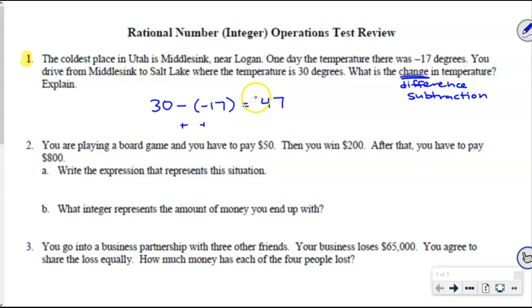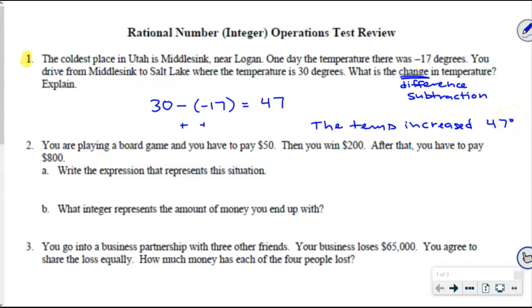And this positive 47 matches what happened. We started where it was really, really cold, and it got warmer. The temperature increased. So the change in temperature is 47 degrees. The temperature increased, using the word increased, tells me that it's a positive 47.